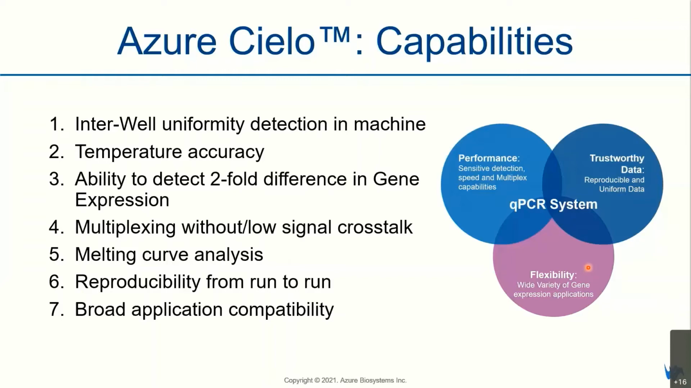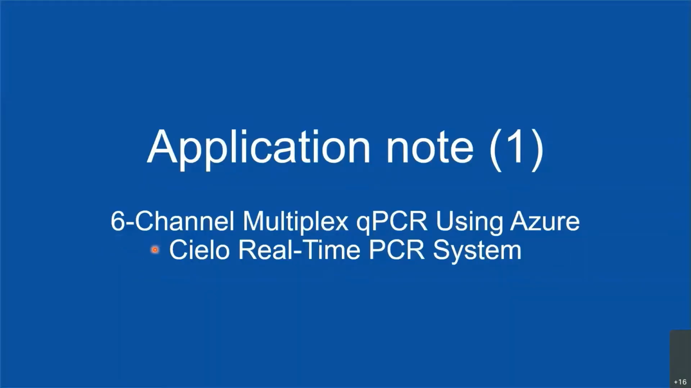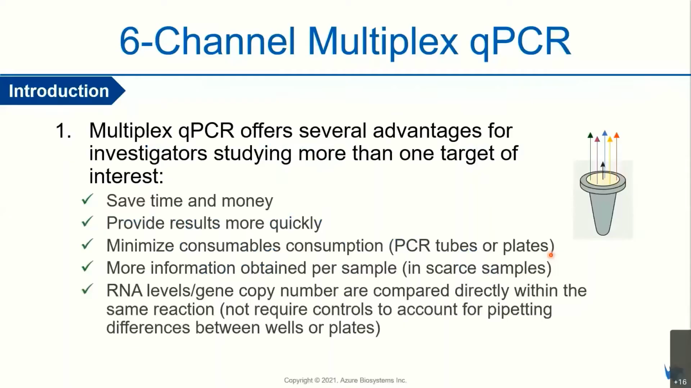Right, let us move into the first application node, which is 6-channel multiplex qPCR using the Azure Cielo Real-Time PCR system. Let us start with a little bit of introduction. Multiplex qPCR, as you can see here, I have a figure showing how it looks. Basically, you have a single well that you normally assign a single sample, and in Cielo, you can detect up to 6 targets at a time.